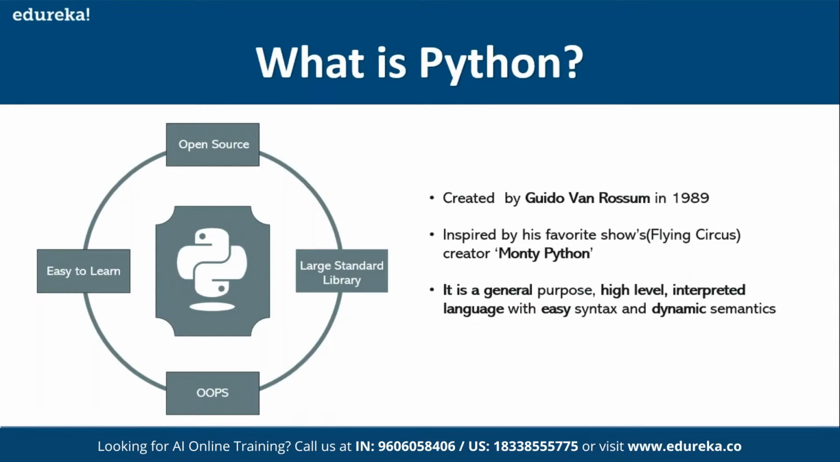To do all of this, there was no specific programming language, and hence the Dutch programmer Guido van Rossum created a programming language called Python. He named it Python because he was inspired by his favorite show, Flying Circus, whose creators were Monty Python. So from that name, he gave this programming language the name Python. That's a brief history of the reason for the birth of Python.